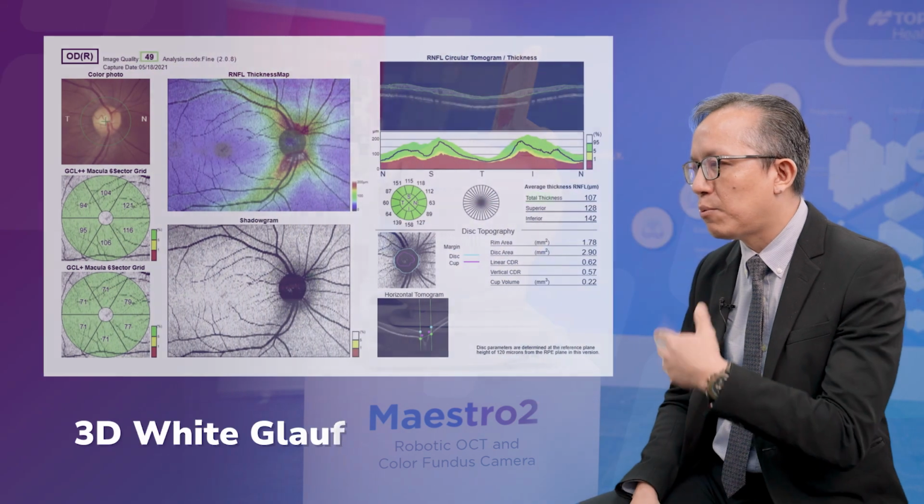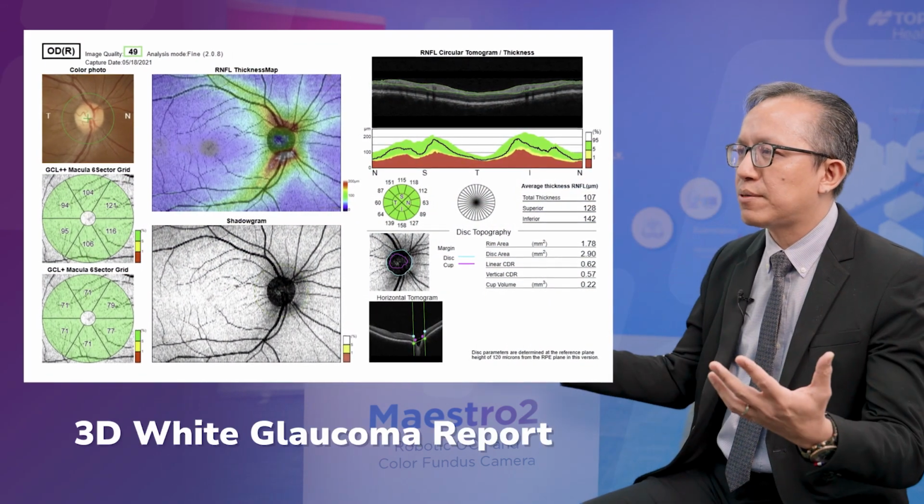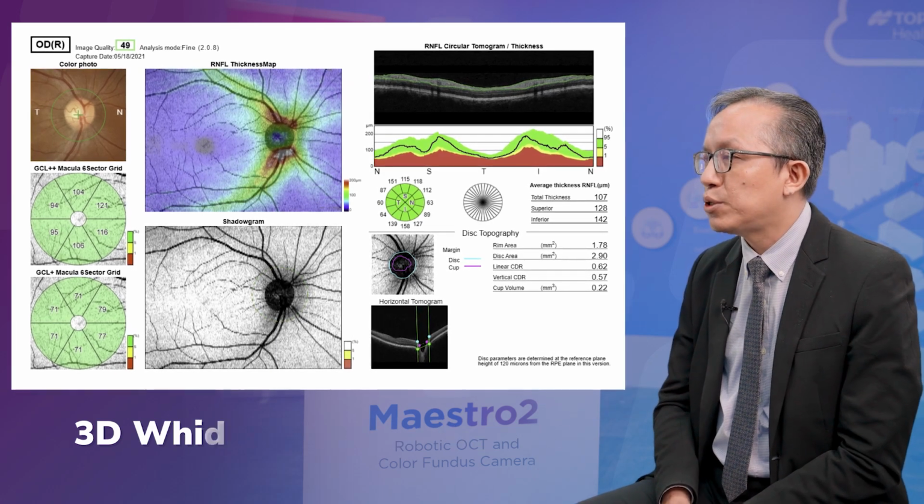So if we're not sure whether the patient has glaucoma, suspected glaucoma, or a macular problem, and we mainly want to screen the back of the patient's eye, we usually go for the 3D wide, because 3D wide gives us all the information that we need rather than scanning the disc and macula separately. We just need one scan and we have all the information that we want.